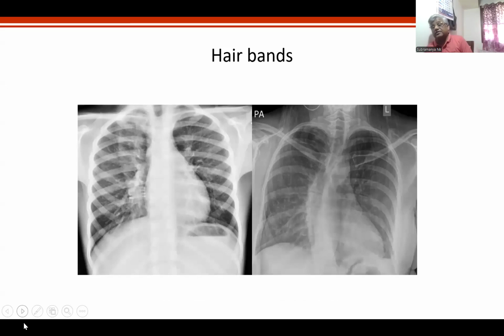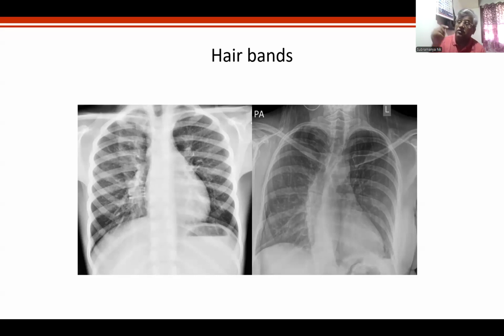Now I'll come to some artifacts. Artifacts do exist. This is a hairband. You should know this is a hairband. And why is this not a mass or a fluid? The point is that they go and extend beyond the thorax. Any shadow, for example here tufts of hair, it can be a vessel, but the point is that it goes beyond the chest, crosses the chest.